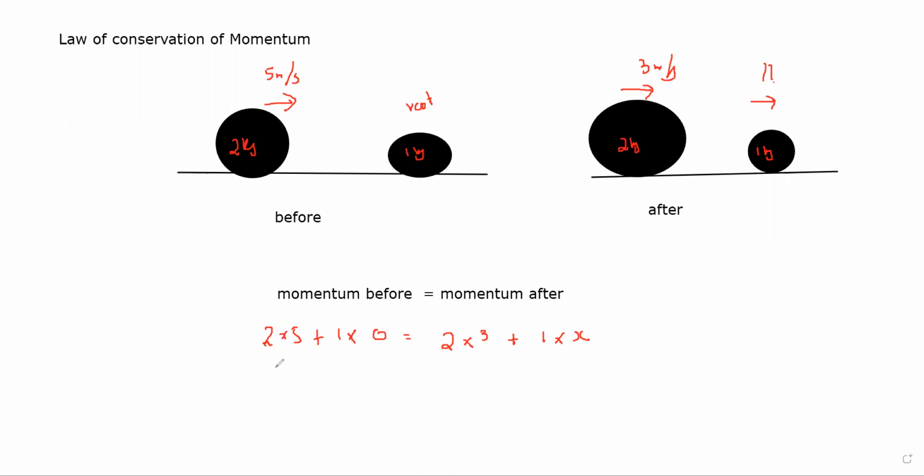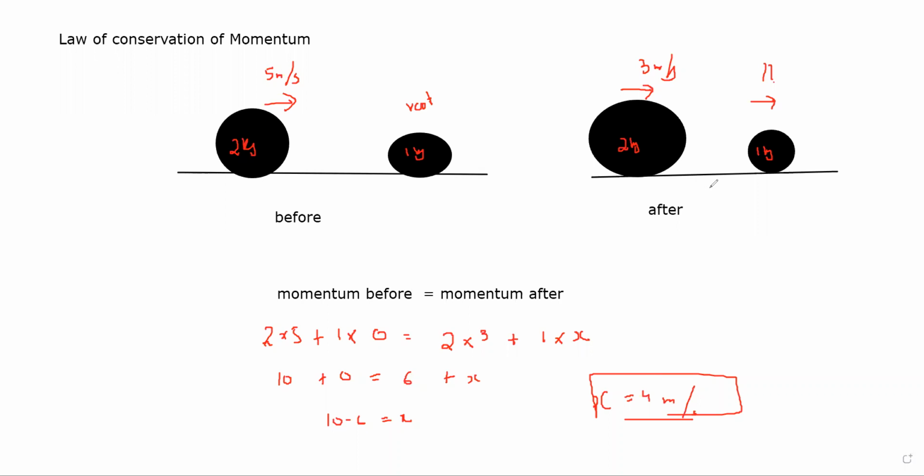So we'll solve this equation. 2 multiplied by 5, that's 10, plus 0. 2 multiplied by 3, that's equal to 6, plus x. So 6 will move to the other side. It will be 10 minus 6 is equal to x, or we will get x equal to 4 meters per second. That will be the speed at which the 1 kilogram object will move.